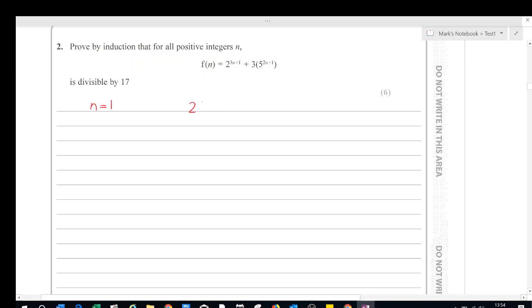So we're going to get 2 to the power of 3 times 1, which is 3, plus 1 is 4, plus 3 times 5 to the power of 3. So that's going to be 2 to the power of 4, 16, plus 3 times 125, which is 375. Added together, that gives you 391.